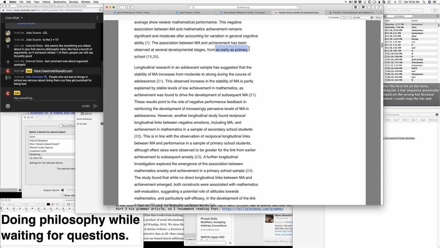So now they say as early as primary school, which is interesting because they make that sound like a good thing, like it applies at more ages. Whereas I think it's a bad thing because they're studying 16 to 21-year-olds. The further away you are in age, the less relevant it is.